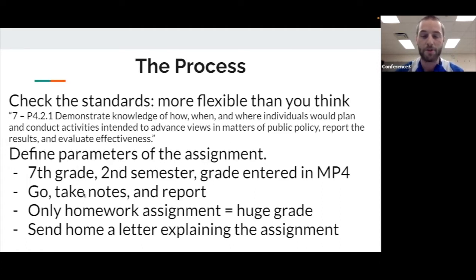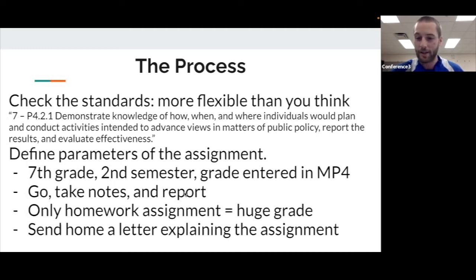Second semester, mostly because I've had the kids for a long time. They need to do something interesting or exciting in that second semester, and getting them out into the real world is usually pretty fun to do when it comes to second semester.